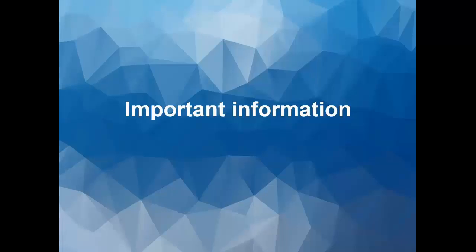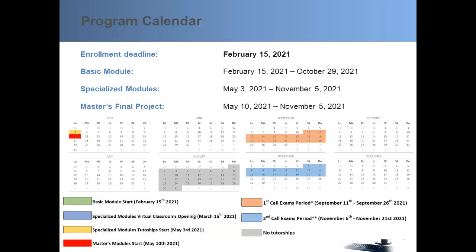At this point, I will give you useful information on the program calendar and important dates, candidate requirements, the registration process, and scholarships and fees. Enrollment is now open. It is recommended to register early to facilitate the necessary confirmations and the payment of fees, etc. The expert module starts in February and finishes with the final exams in October. The specialized modules and the master's final project start in May, finishing with the exam period in November.